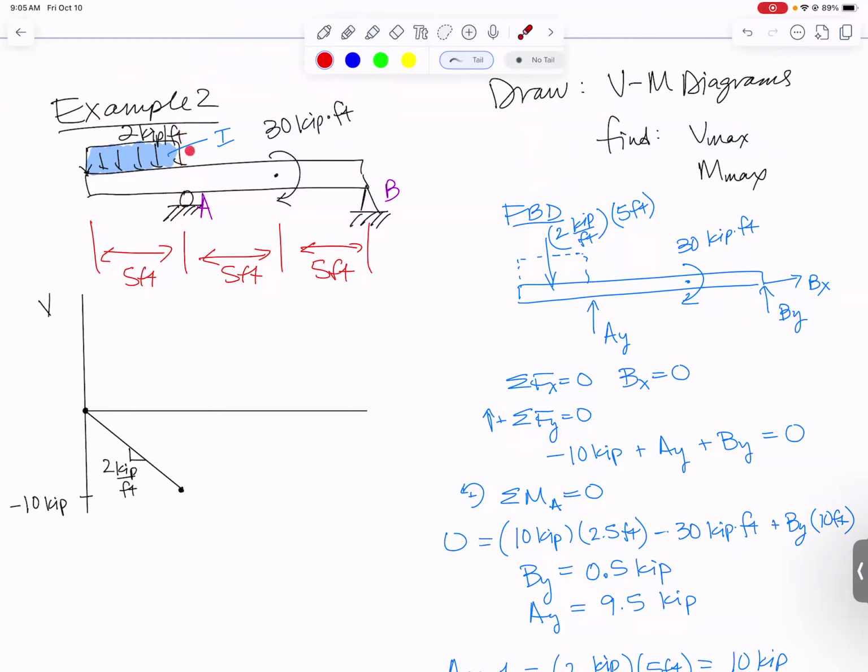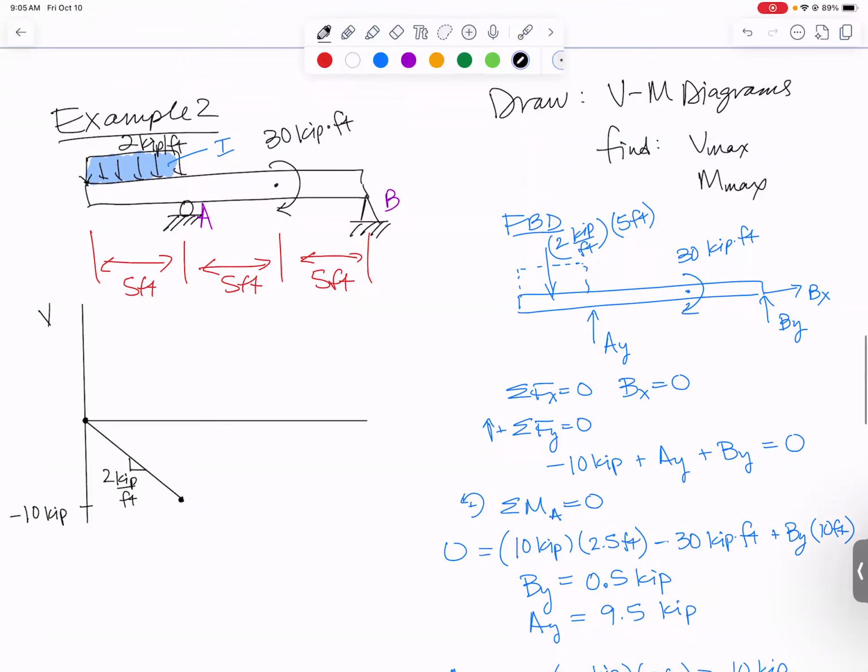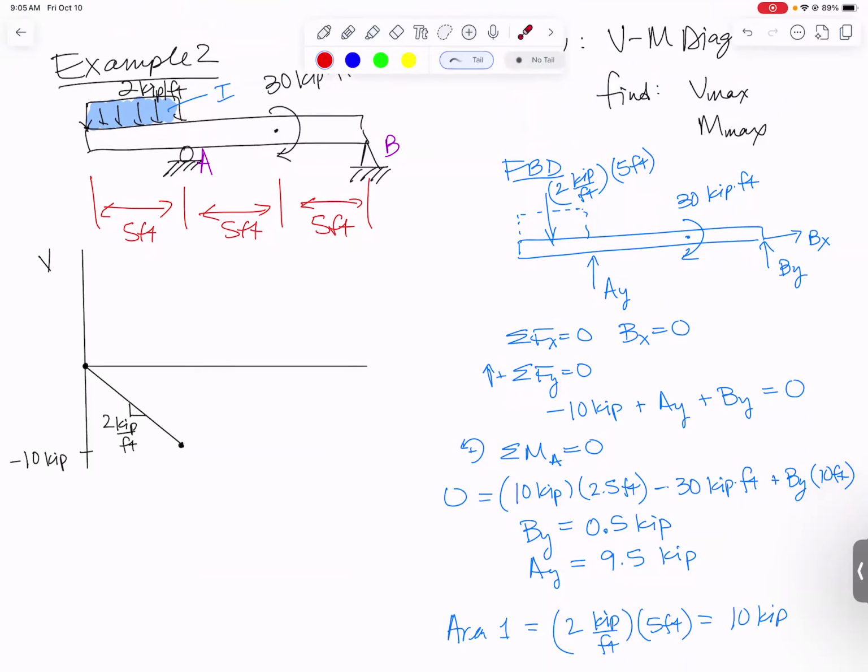So from here on out, my shear force diagram is going to have horizontal slopes because I have no more distributed loading. But I also have a reaction force AY. So I need to jump up however much AY acts upward. And AY is 9.5 kips upward. I'm at negative 10. If I jump up 9.5, I will end up at minus 0.5 kips.